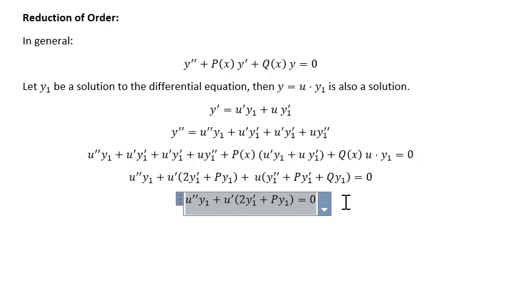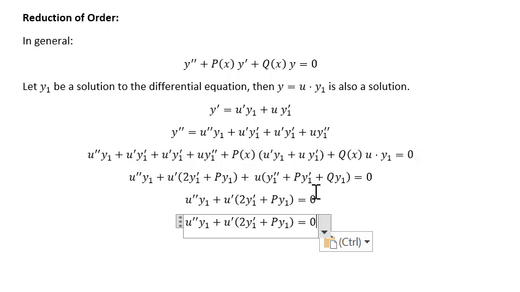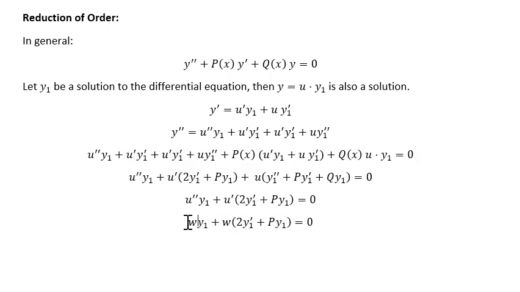I think it would be better looking if we actually did another u substitution. And the substitution is that we'll let u prime equal to w, so that u double prime is equal to w prime. And now we have a differential equation that's a first order differential equation. It's linear. And in fact, in this particular scenario, it's actually separable.